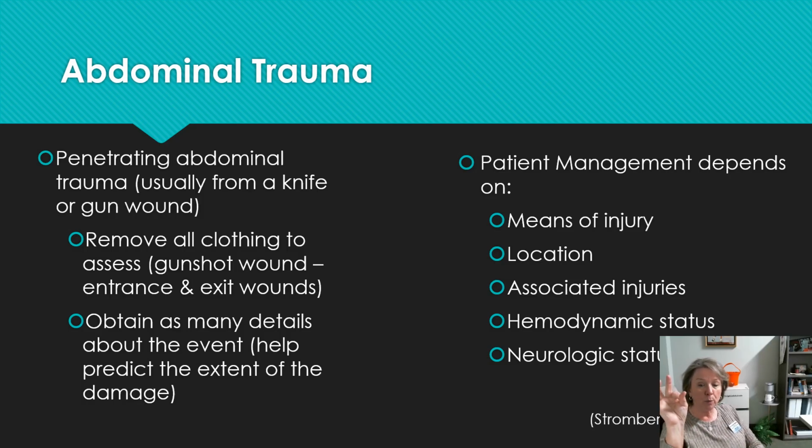to see a small little opening. If you see a little opening and it looks like they've been shot, the next thing you should be looking for is an exit wound. So you'll have an entrance wound and an exit wound. You want to remove all the clothing to assess gunshot wounds, entrance and exit, because if it comes in through your upper right chest and exits over the left lower, it's gone in this direction.